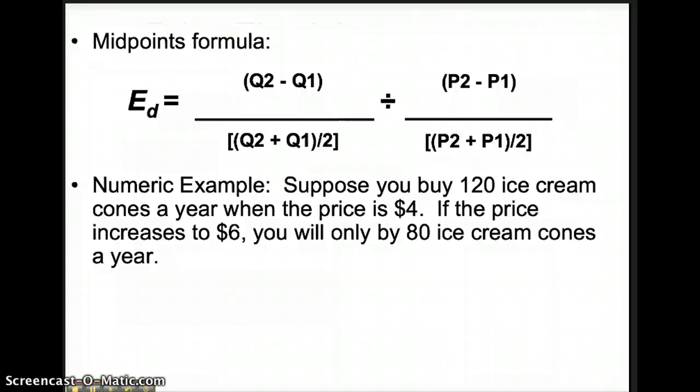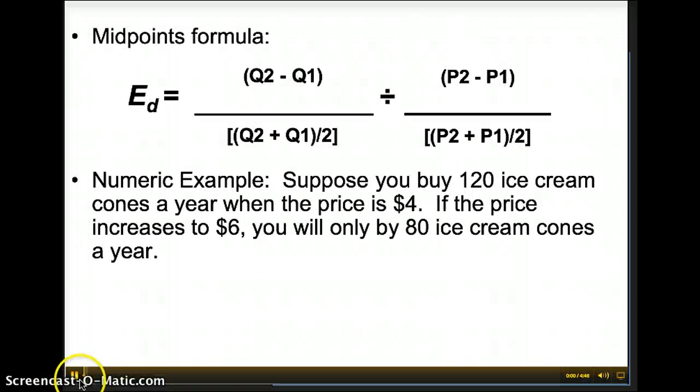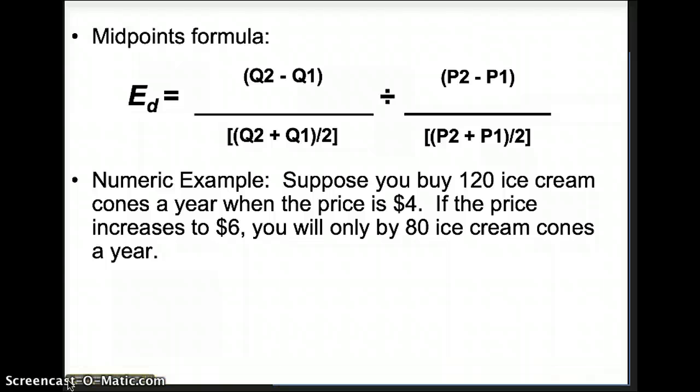Let's go over a numeric example. Suppose you buy 120 ice cream cones a year when the price is $4 per cone. If the price increases to $6, you will only buy 80 cones a year. We can already see the law of demand in action. Higher prices translate to a smaller quantity demanded. Let's use the midpoints formula to measure the degree of responsiveness.